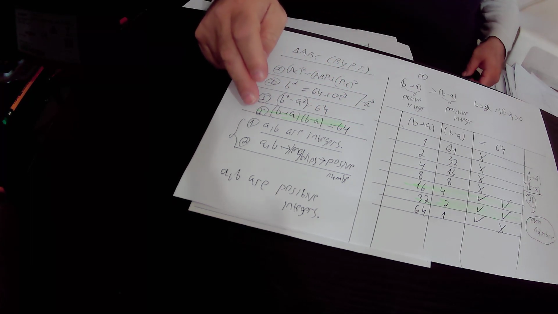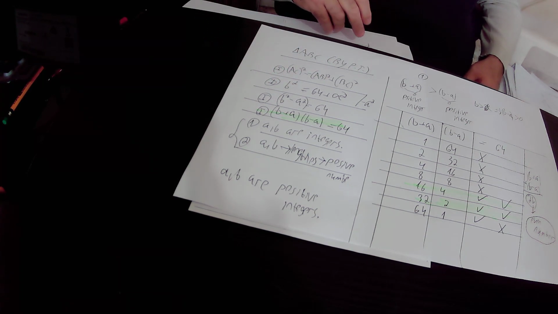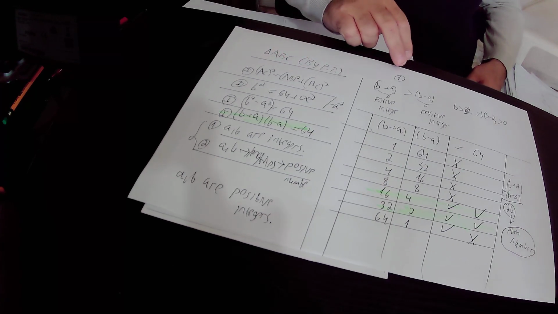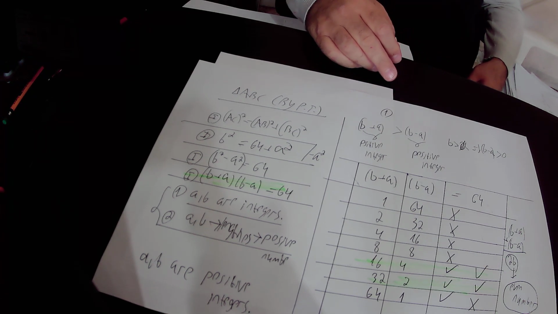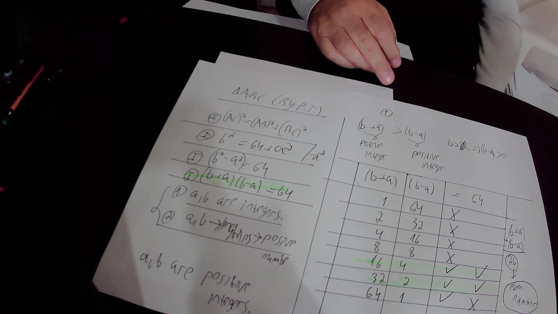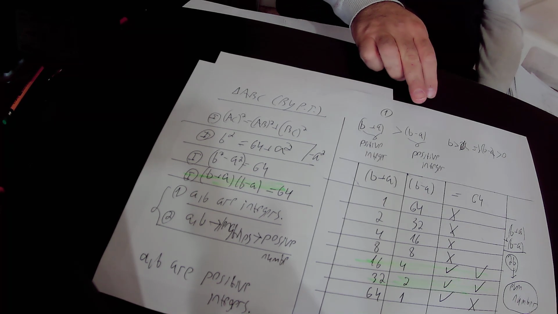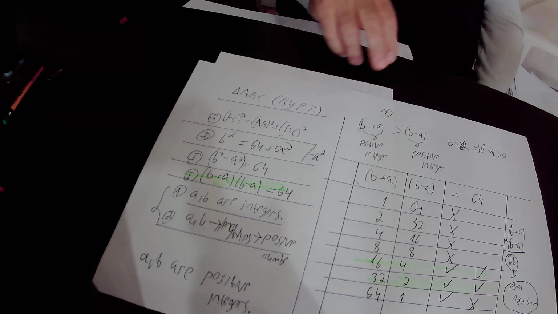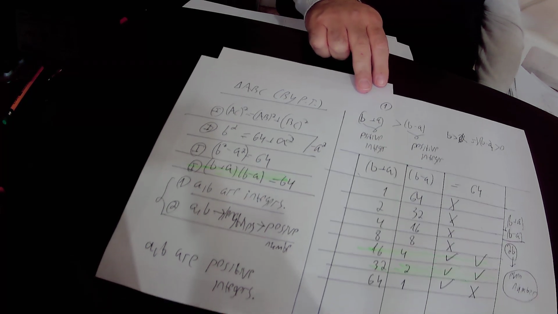So from 1 and 2, we'll get that a and b are positive integers. So if a and b are positive integers, it means that b plus a must be greater than b minus a. Why? Because when you add two positive integers to each other, the result will always be greater than when you subtract them from each other. So b plus a must be greater than b minus a, and b is a positive integer, a is a positive integer, so b plus a must also be a positive integer.